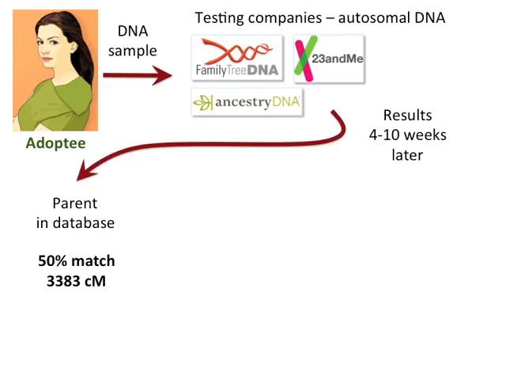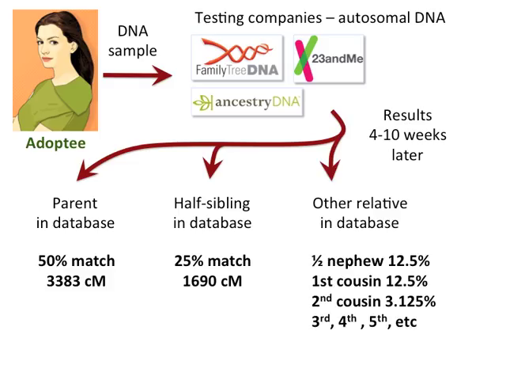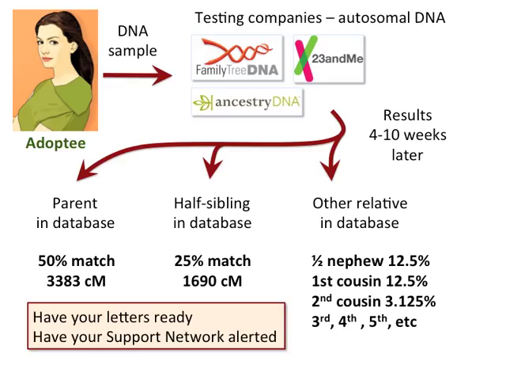If her parent is in the database, she'll be a 50% match. If she has a half sibling in the database, she'll have a 25% match. And if she has some other genetic relative in the database, such as a half nephew, 12.5%, first cousin, 12.5%, second cousin, 3%, third, fourth, fifth, and so on and so on and so on. So you can tell by looking at the percentage of DNA shared roughly where that connection is. Is it second cousin, third cousin, fourth cousin?